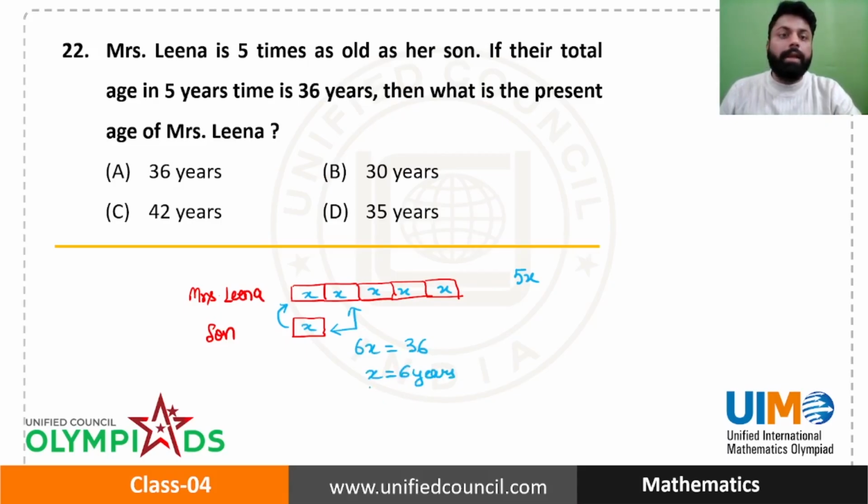Now we need to find out the age of Mrs. Leena. That is equal to 5 multiplied by 6, that is equal to 30 years. And hence the B option is the correct answer.